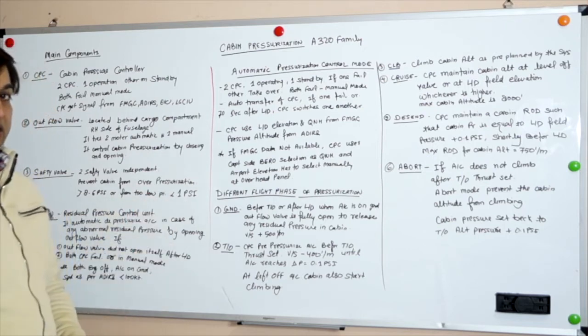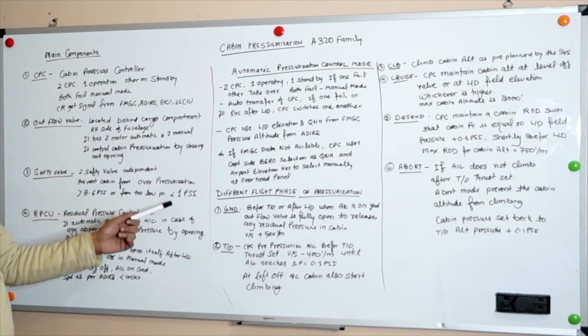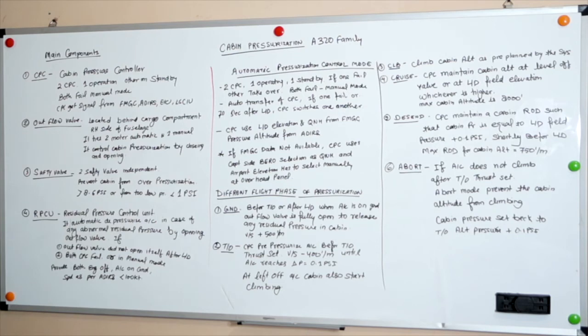If the cabin pressure is getting low, less than 1 psi, then it will command the cabin or outflow valve to close to increase the pressure and to avoid it going to very low pressurization. Okay, fourth is that RPCU. It releases the pressure if it goes more than 8.6, and it also avoids letting it go below 1 psi in the cabin.